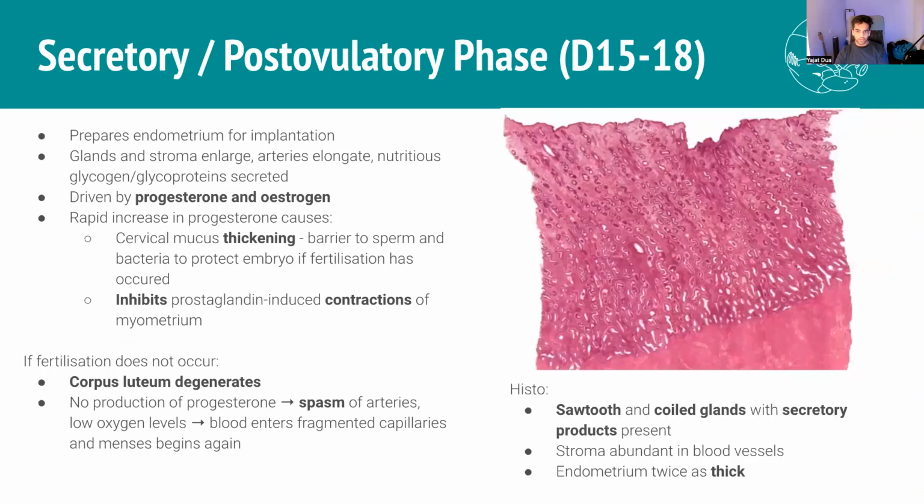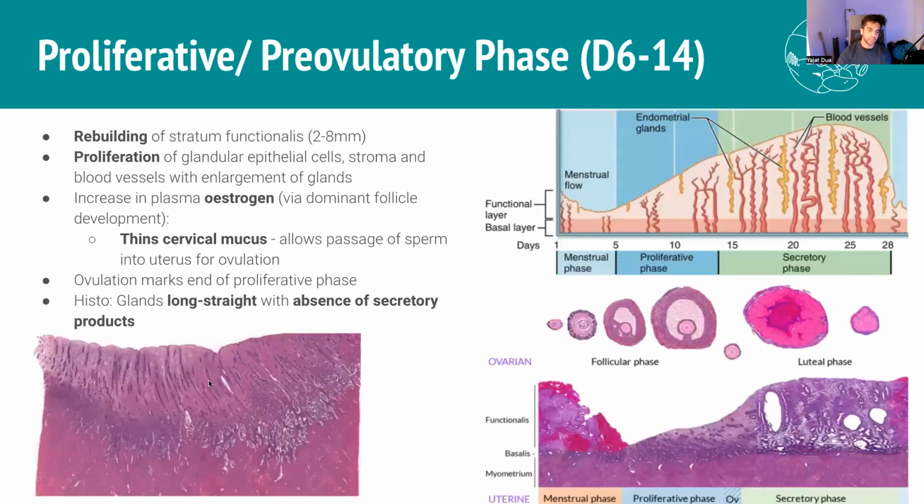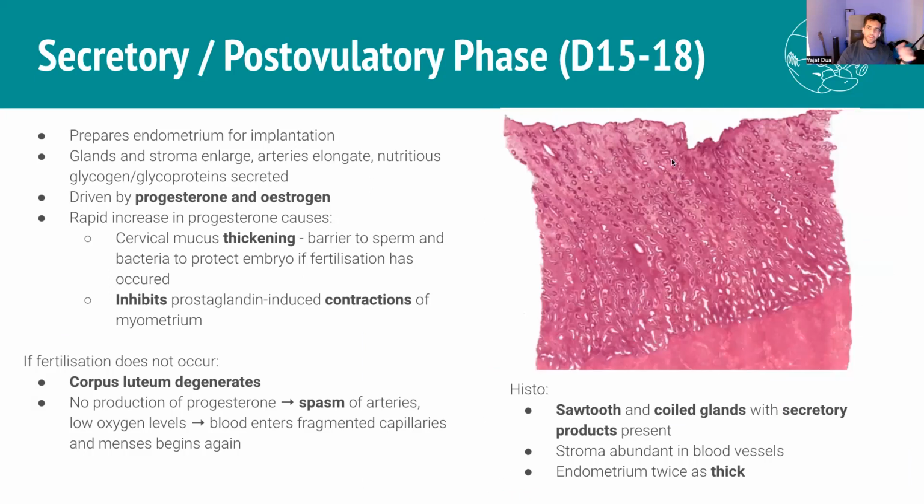Okay, cool. Oh yeah, and histology. At this point, you don't have those nice long straight glands. They're sawtooth glands, so almost zigzag. You can definitely see those here quite clearly, and they're coiled. And then there are secretory products. Remember, all those glycogens and glycoproteins and all those nutrients are being released. And clearly the endometrium will also be thicker. So you have the stratum basalis and stratum functionalis. You'll see the difference between the earlier stratum functionalis, which is a lot smaller because it's still proliferating, and this massive stratum functionalis. Cool, that's all I've got.